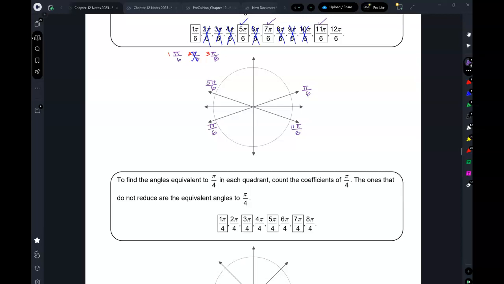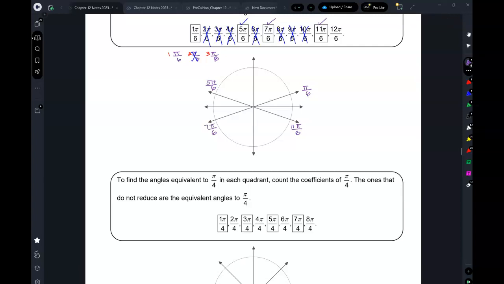Where you wrote pi over 6 like twice, is that because it's the same line? No, this is pi over 6. Right, and then this is 5 pi over 6. This is 7 pi over 6. Sorry, it doesn't. 7 pi over 6. Wait, sorry, how do you get 5 pi over 6?